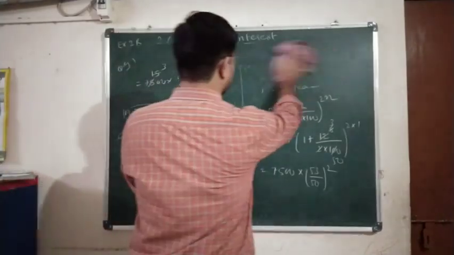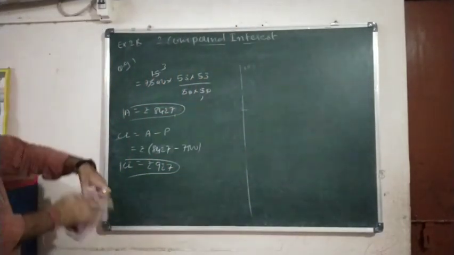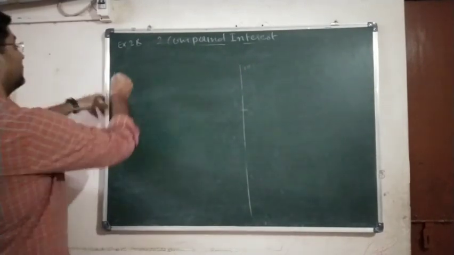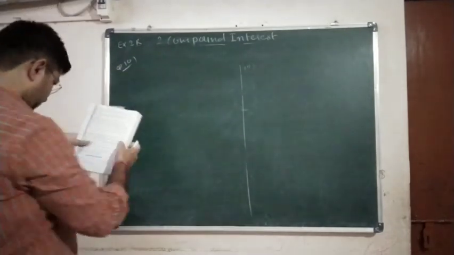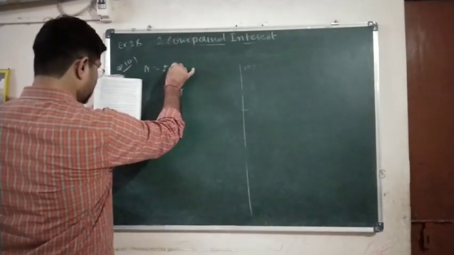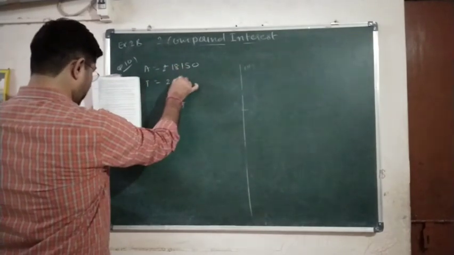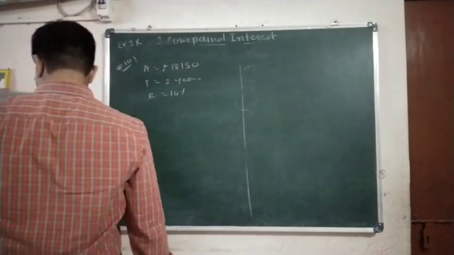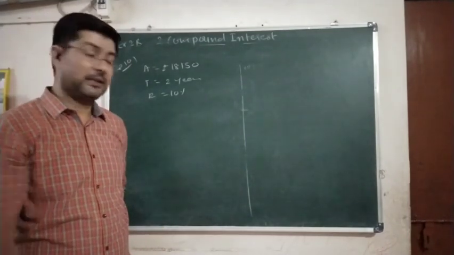Now let us solve the question number 10. Okay, question number 10 now we will solve. What sum of money will amount to? You are given the amount rupees 18,150. Time is given 2 years. Rate is given 10%. Compounded annually. What sum will amount to? We have to find the sum, that is principal.